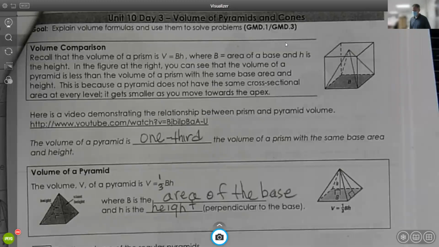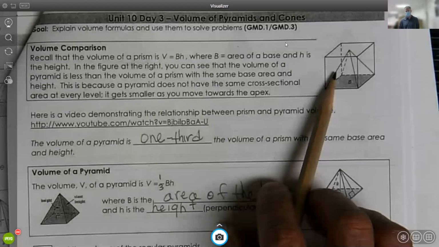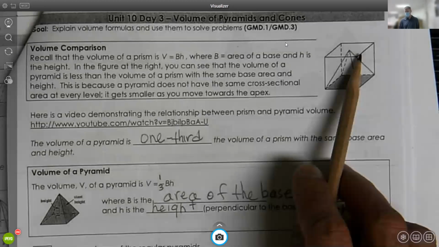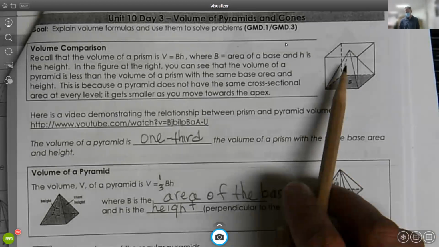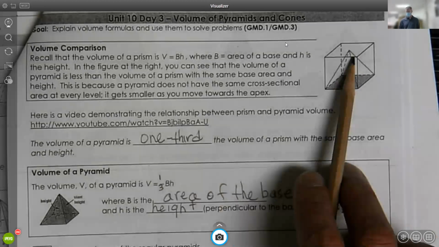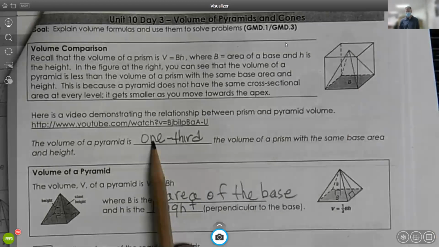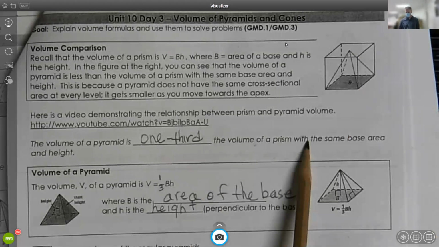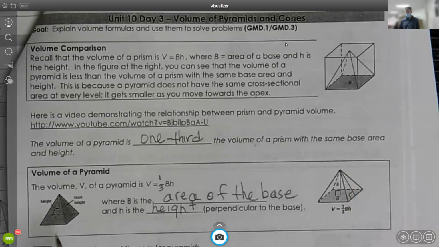This is geometry class, unit 10, day number 3. This is the volume of pyramids and cones. What we've been talking about is that a pyramid is going to be 1/3 the total volume of your prism. So if you have the same base and the same height, you're going to be 1/3 the volume of the prism that has the same base and height.